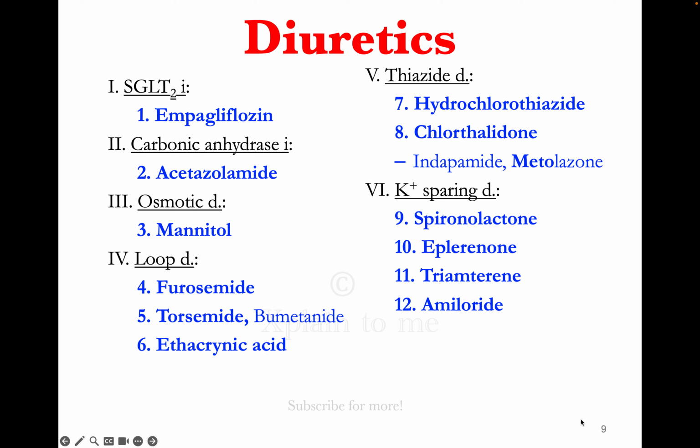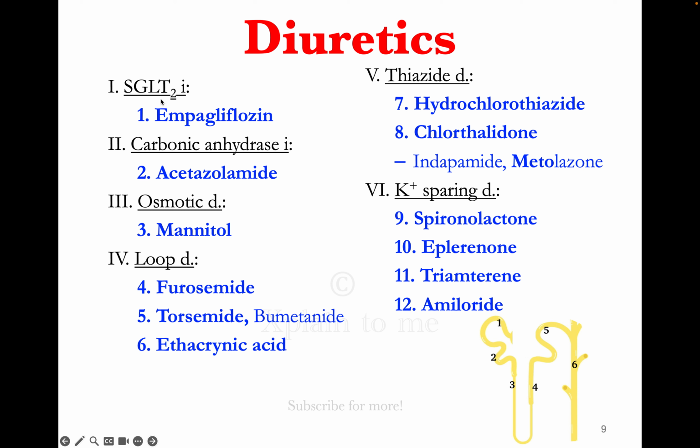This is the summary of diuretics for your board practice. We have to learn 6 classes of drugs, about 12 major drugs. It is important to compare this with a nephron structure so that it is easy for you to remember.